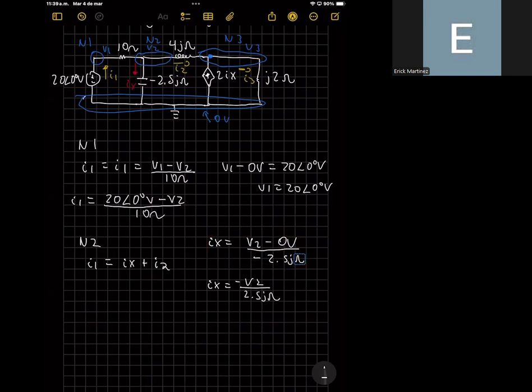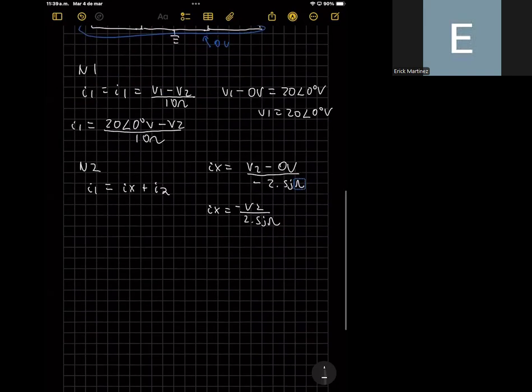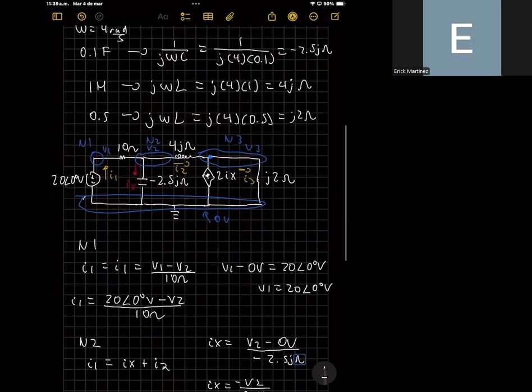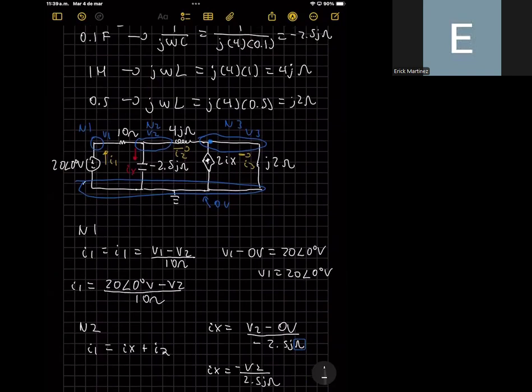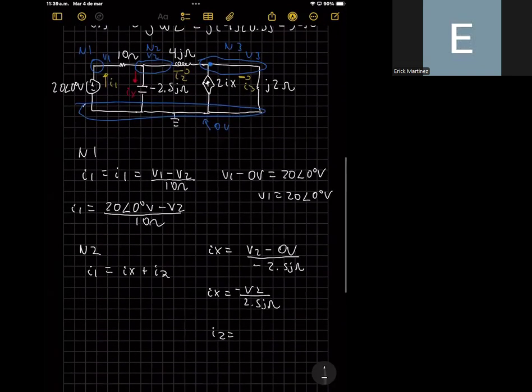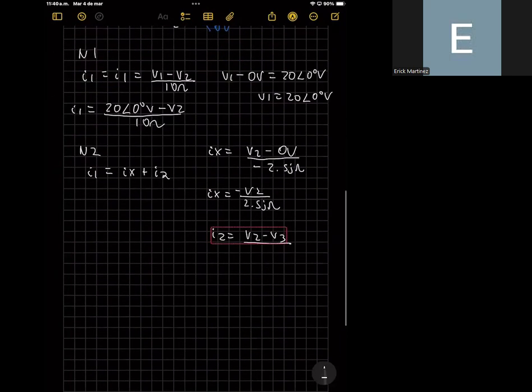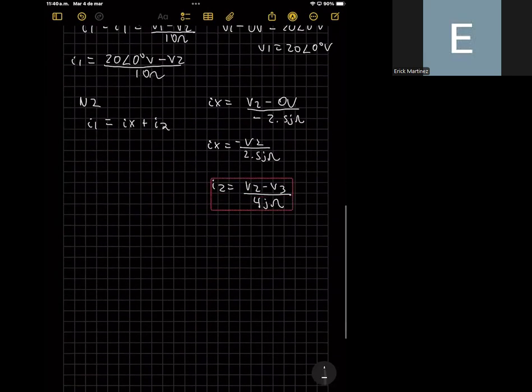minus 2.5 J ohms. And also we can compute I2. Remember that I2 will be equal to the voltage of this element divided by the impedance, or the resistance in this case. So here we need to compute the difference in voltage between V2 and V3 in order to compute the voltage in this element. So we have V2 minus V3, and this is all divided by the impedance, that is 4 J ohms. So now we have defined all the currents in this node.